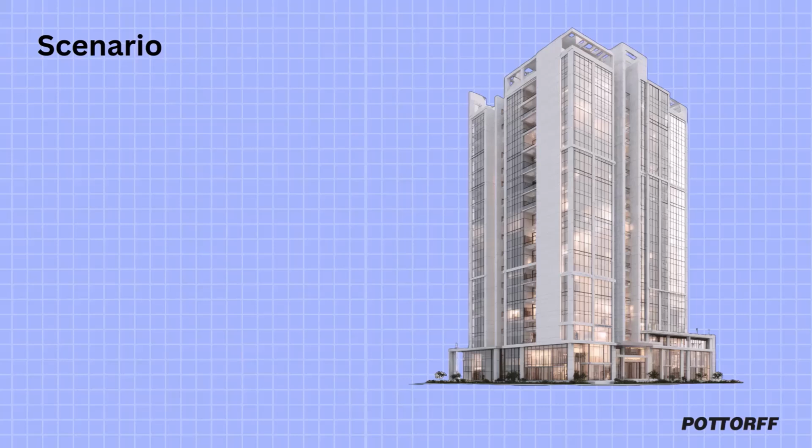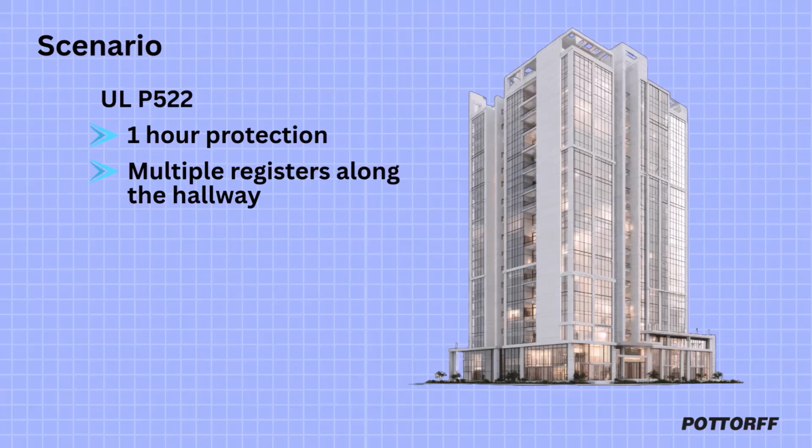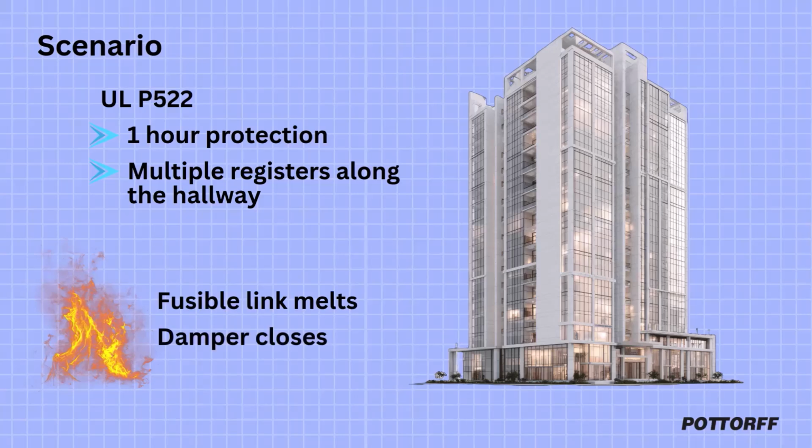Okay, so how about a real-world scenario? Let's paint a picture. If you're designing a multifamily building with UL P522 rated corridor ceiling, the architect specifies 1 hour protection and your mechanical drawings show multiple registers along the hallway. Each one of those registers needs a ceiling radiation damper approved for P522. When the duct penetrates that rated lid, the damper ensures that during a fire, the ceiling assembly maintains its 1 hour rating. So if a fire starts below the ceiling, the fusible link melts, the damper closes, and the heat transfer through the duct is contained, exactly as tested in the P522 assembly. That's how code compliance and life safety work hand in hand.